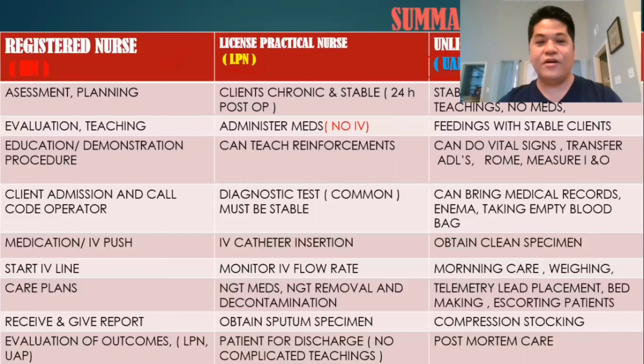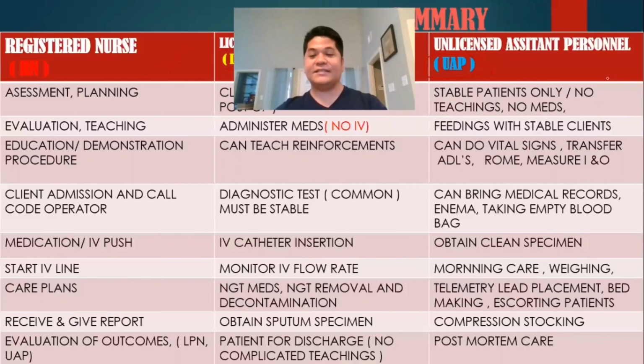And for your unlicensed assistive personnel, this is the list of their duties and responsibilities. For stable patients only, no teachings, no medications. They can feed stable clients. They can do vital signs, transfers, activities of daily living, and so on.